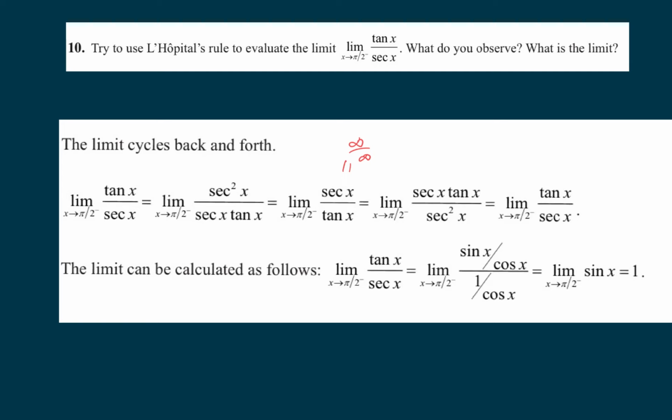So to calculate this limit, you need to do the following. Tangent of x is sine divided by cosine. And secant of x is 1 divided by cosine of x, the reciprocal of cosine of x. So if you divide sine of x divided by cosine of x by 1 divided by cosine of x, you get sine of x. And the limit when x goes to pi divided by 2 of sine of x tends to 1. And the limit is solved.